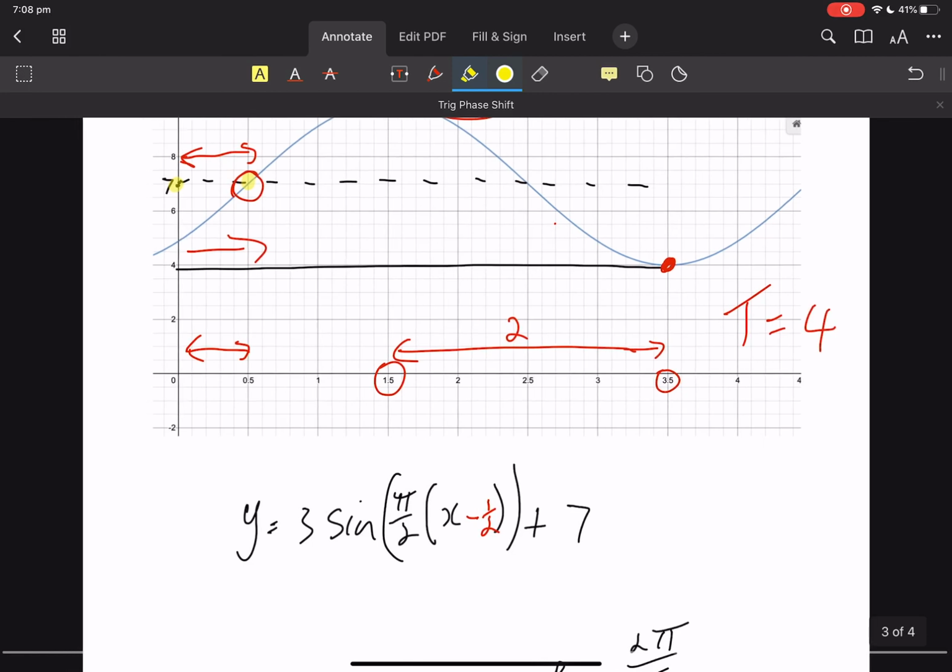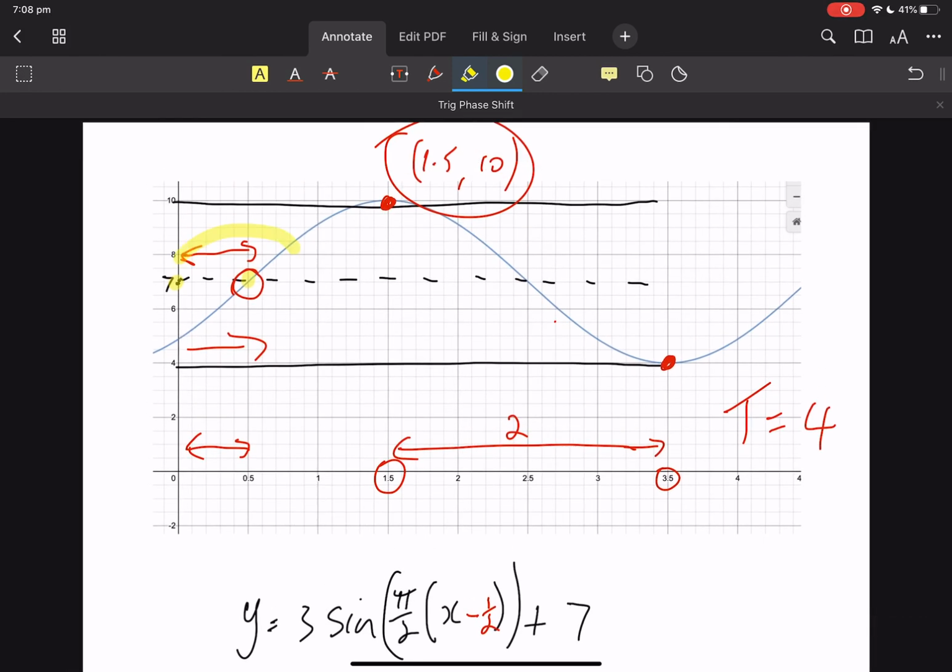So it's a fail-safe way if you're not quite sure about what that phase shift is from the graph. But you must put in either a maximum or a minimum. You cannot put this point or any other point. It has to be a maximum or a minimum for it to work.